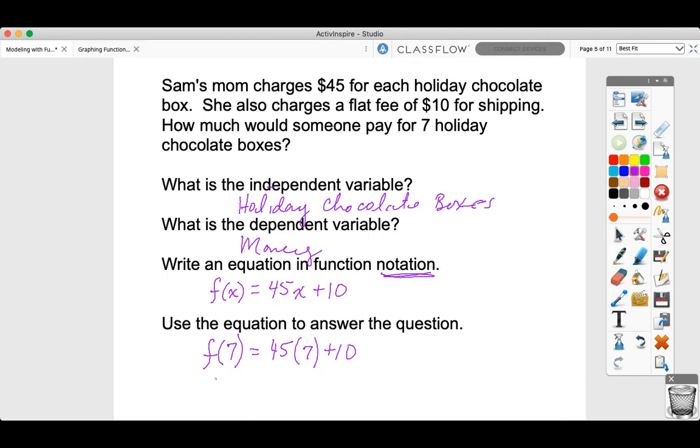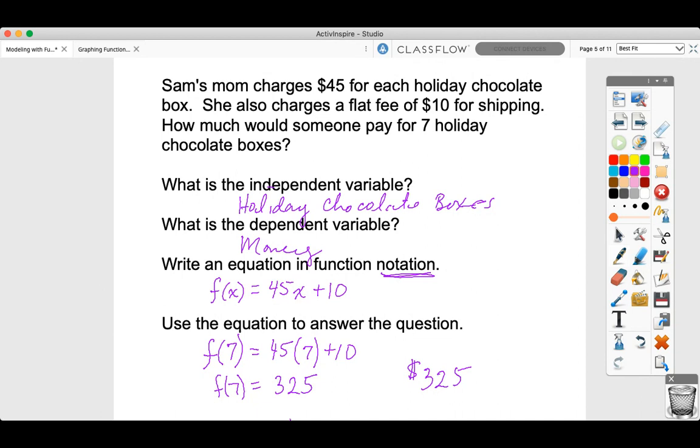So f of 7: 45 times 7 is 315, and 315 plus 10 is 325. So f of 7 is 325, which means someone would pay $325 for 7 chocolate boxes. But the important thing is that you took out x and substituted in 7, multiplied 7 times 45, and then added 10 to get your 325.